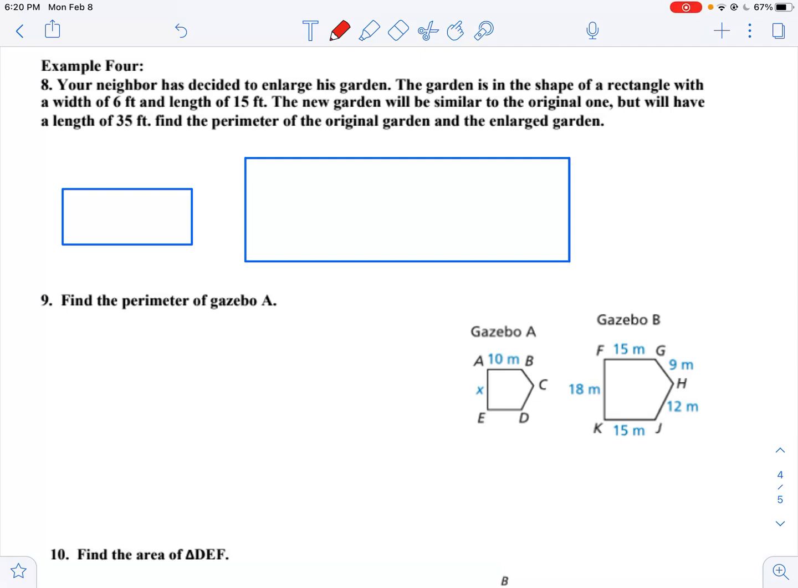Alright, welcome back to our similar figures series. In this video we will be talking about how to find the area or the perimeter of a similar figure.